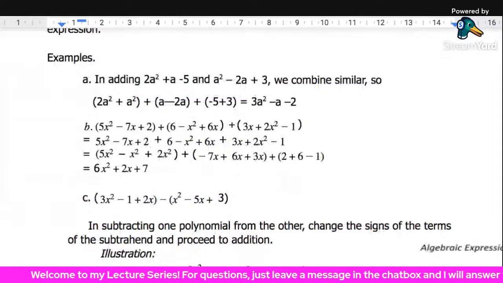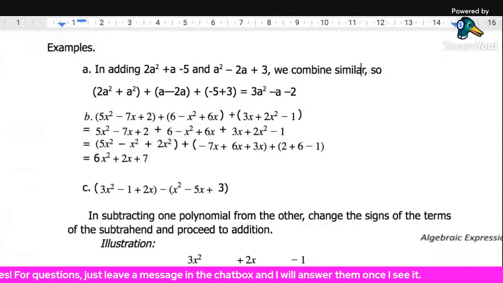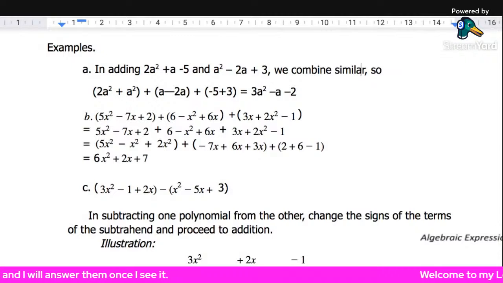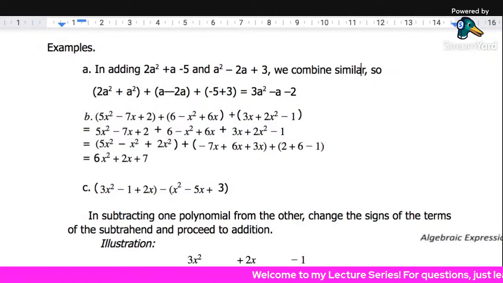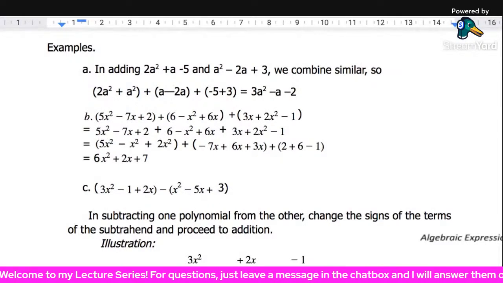Now we also have here the quantity 5x squared minus 7x plus 2 plus the quantity 6x minus x squared plus 6x plus the quantity 3x plus 2x squared minus 1. Wait for a while.